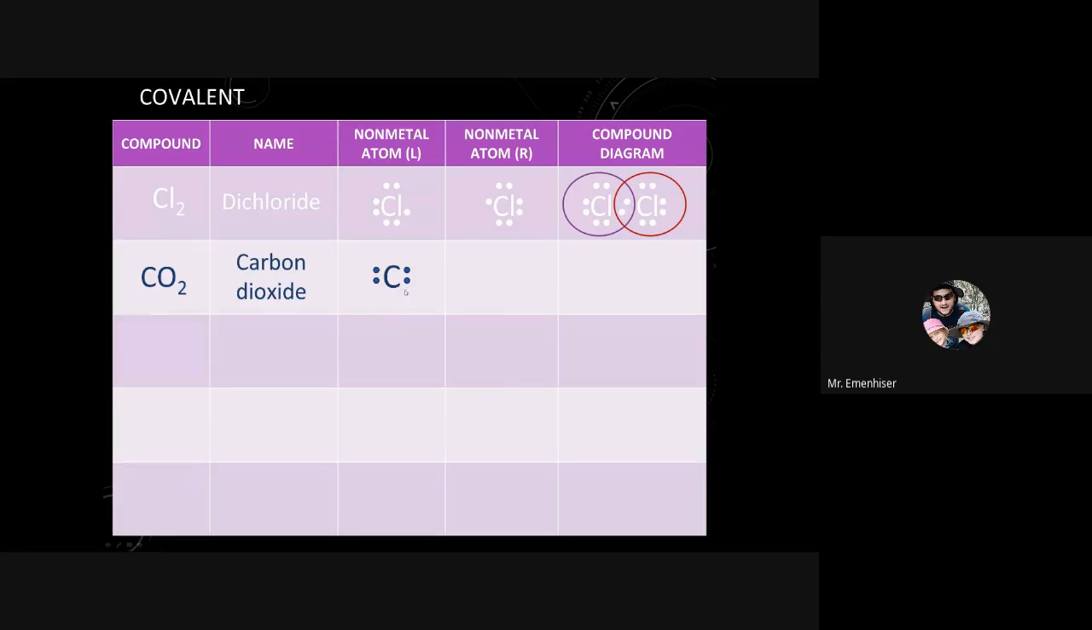So carbon's got 4 valence electrons. Oxygen has got 6, and you have 2 of them, because it's dioxide. And actually, let me get my iPad ready. This will be easier if I use the iPad.